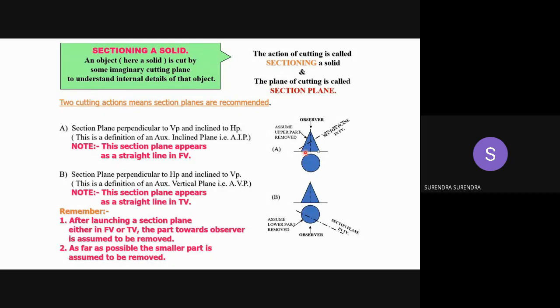So here, see this problem. The section plane appears as a straight line. The section plane is perpendicular to VP and inclined to HP. Always, inclination to HP means this inclination is shown in the front view. When the line or the plane is inclined to VP, the inclination is represented in the top view. So go through the sections of projections of planes when the plane is inclined to any one reference plane.